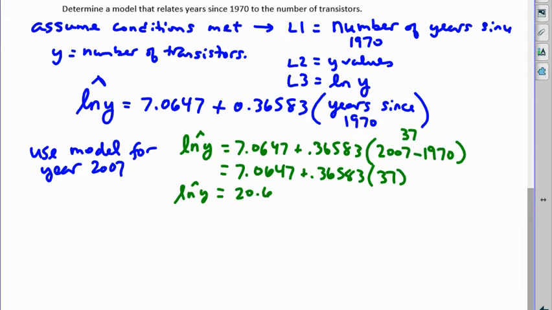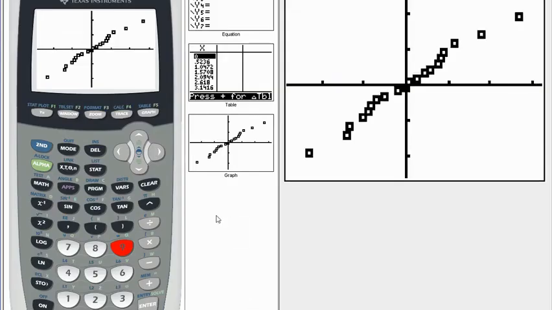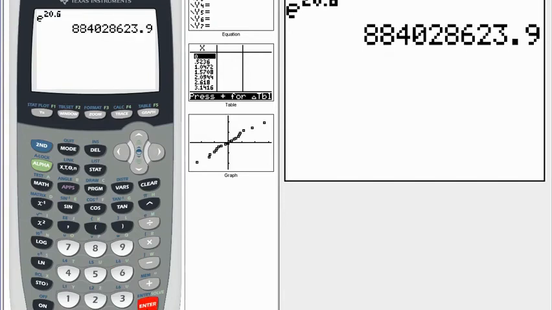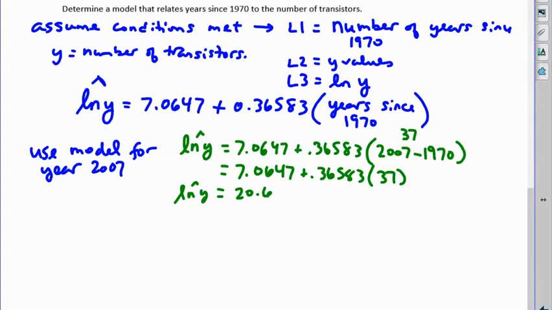But how do you solve a natural log equation? We need to take the base of E on both sides of the equation because we're going to use the inverse. So I have to hit the second key and then the natural log key, which gets me that base of E that I'm then going to take to both sides. So E, and then the exponent is 20.6. Then I can see that this number is 884 million, 28,623.9, but probably really 884 million is good enough rounding with the significant digits that I'm using.